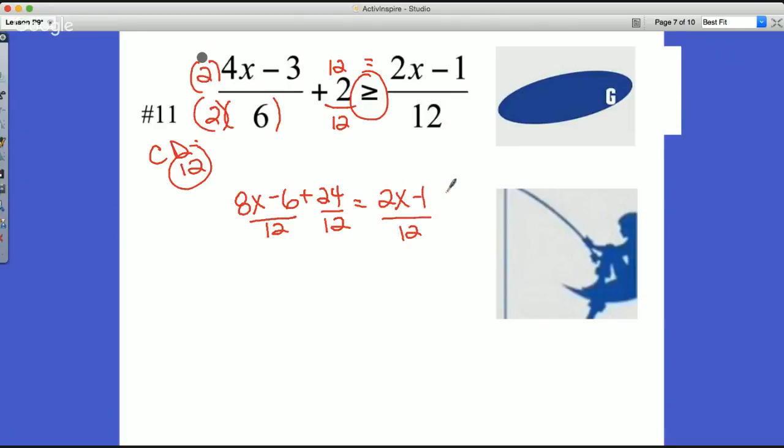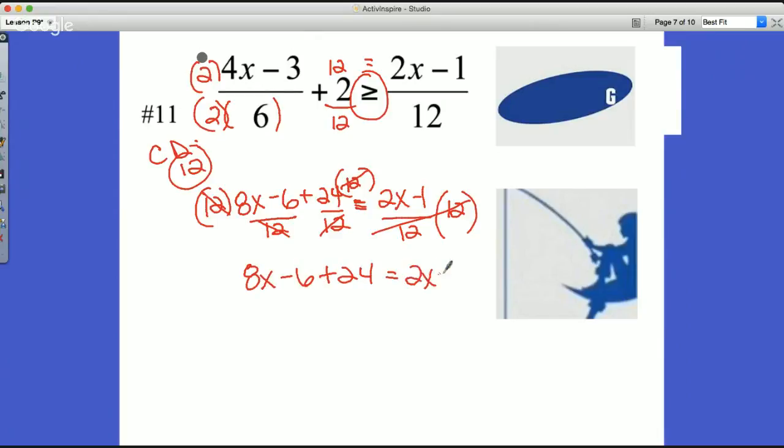Just like we did before, only if there's an equal sign are you able to take out the denominator. If this was an addition or subtraction symbol, you cannot take out the denominator. Only if, number one, it's the same, and number two, it's an equation where we're solving for x with an equal sign. So we're going to multiply by 12 on all three of these. The reason I can do that is because what I do to one side, I can do to the other. So you can just take out the denominators if they're all the same. Now we're left with 8x minus 6 plus 24 equals 2x minus 1.